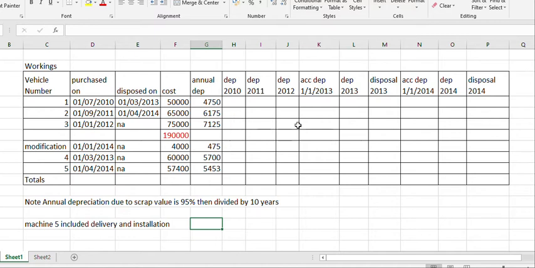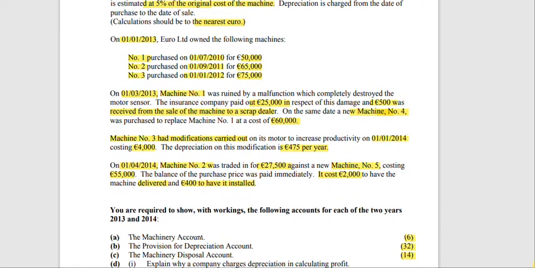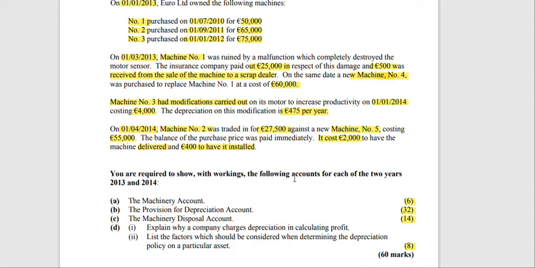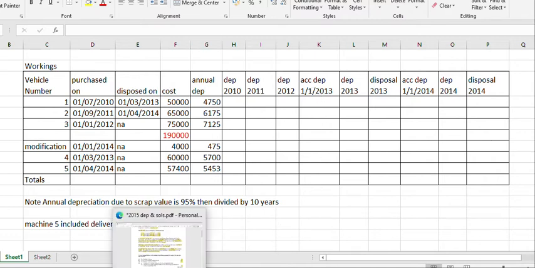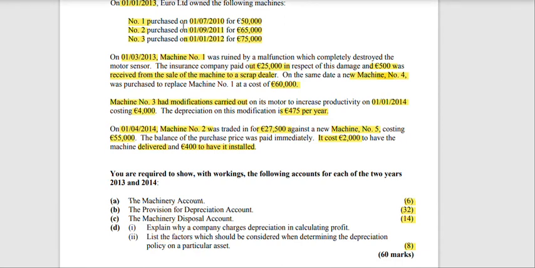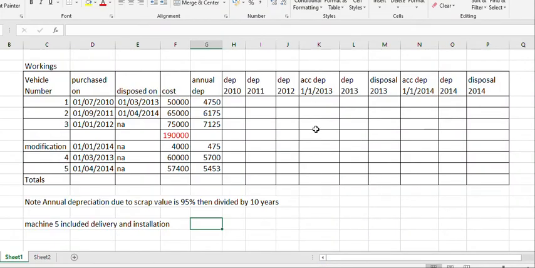So the first thing we're going to work out, because in the question you're required to show with workings the following accounts for each of the 2 years, 2013 and 2014. So that's the 2 years we're going to do, but we must get an opening balance for depreciation for 2013. So in order to do that, we need to work backwards, because we are told number 1 was bought in 2010, number 2 was bought in 2011, and number 3 was bought in 2012. So there's going to be accumulated depreciation there, which I'm going to get in this column here.